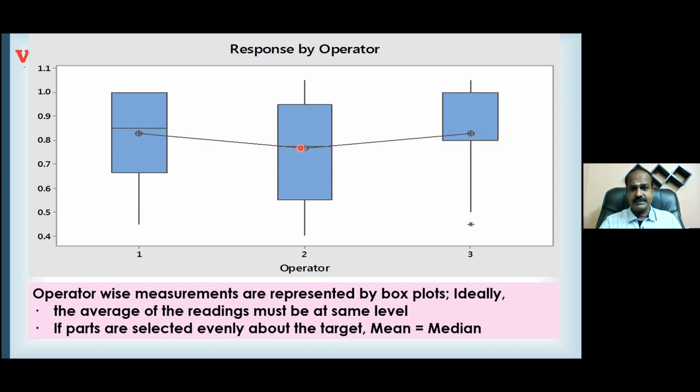Average is here, average is here, average is here. And now, what do you understand here? Who is not aligning with the team? Operator 1 or 2? Operator 2.